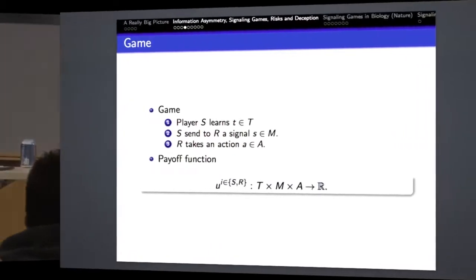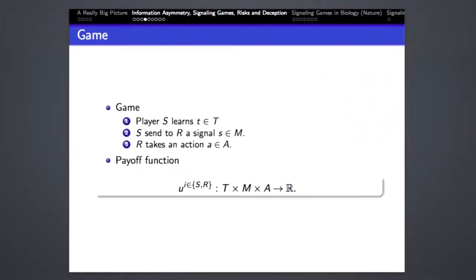So player S learns his type T. S sends a signal from a vocabulary called capital M. So capital S sends a signal s. R takes an action a, little a, in the set capital A. For our purpose, we'll assume these are discrete sets, but you can generalize that to continuous variables in intervals or some compact convex space. But let's stay with discrete finite sets. Yeah, okay.